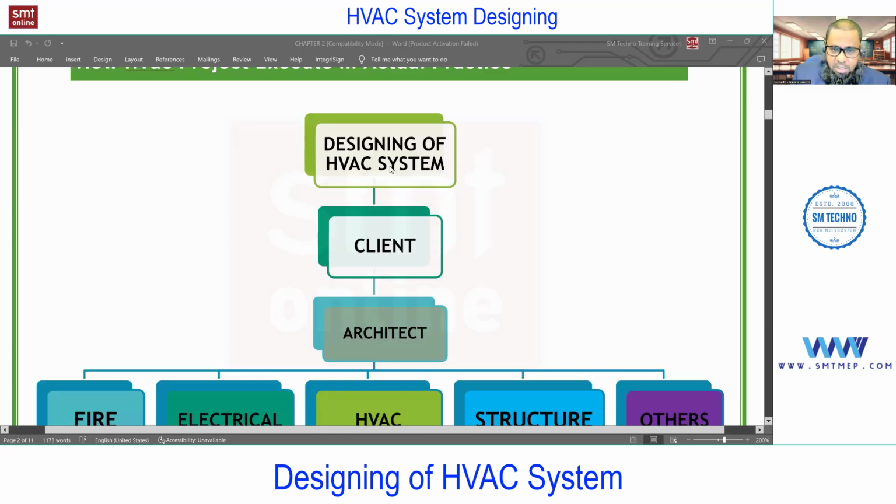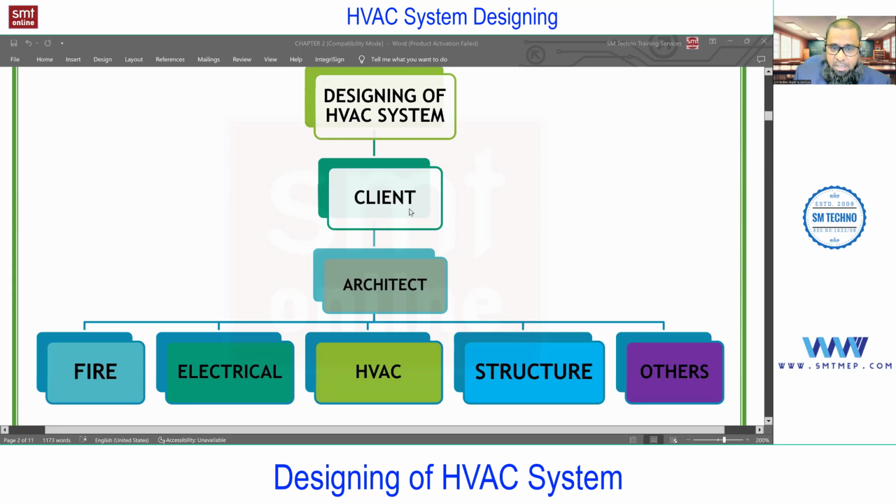So if you talk about designing the HVAC system, this process is similar even for other services. Here I'm focusing on HVAC, but for other services also, you can consider a similar process with a few changes. So you see the first in the list is the client. So client means whom? You can call client, you can call customer, you can call owner, etc. Client means who gives a project for execution, who is required to initialize the project.